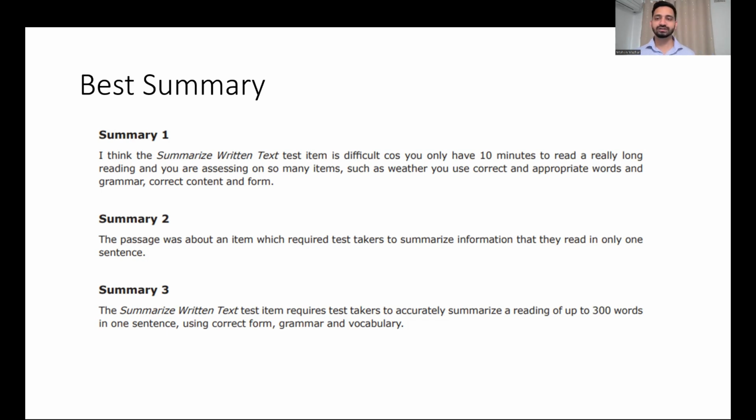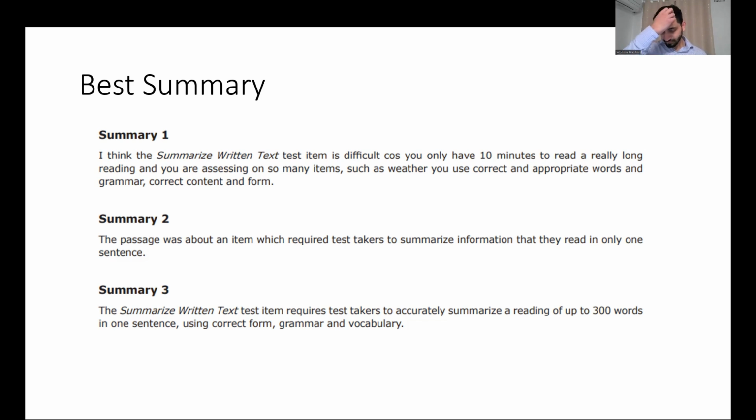You want to just summarize the text. So I think the summarized written text test item is difficult because you only have 10 minutes to read a really long reading, and you are assessed on so many items, such as whether you use correct and appropriate words and grammar, correct content and form.